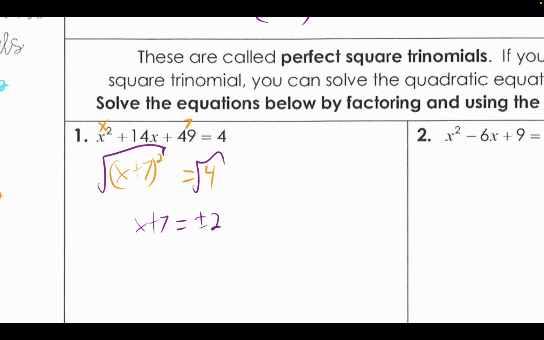Now we can subtract 7 from both sides, but before we do, we have to split it into two cases: x plus 7 equals 2, and x plus 7 equals negative 2. In both of these, you will end up subtracting the 7 and getting x equals negative 5, and x equals negative 9 as our two answers.